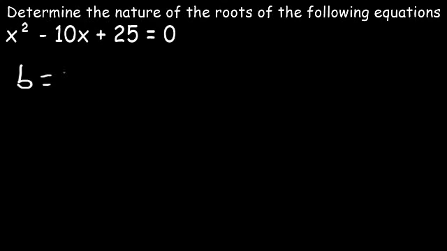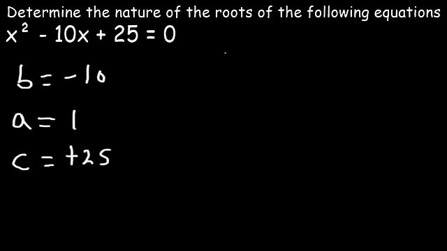Don't forget I said b is the coefficient of x, that's negative 10. Then what about a? a is the coefficient of x squared, that's simply 1. And then c, which is the last variable, that should be the constant term. The constant term, that's positive 25. Perfect. The next thing is that I would like to plug in these values into b squared minus 4ac.